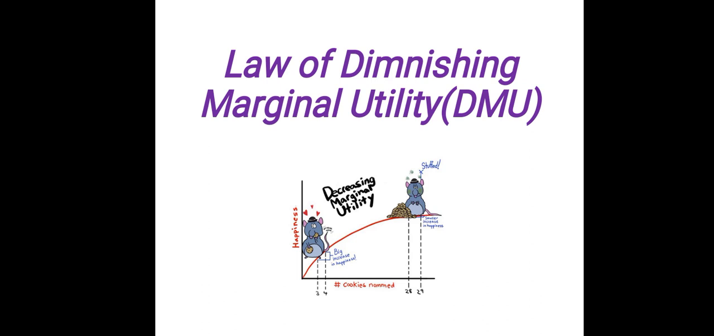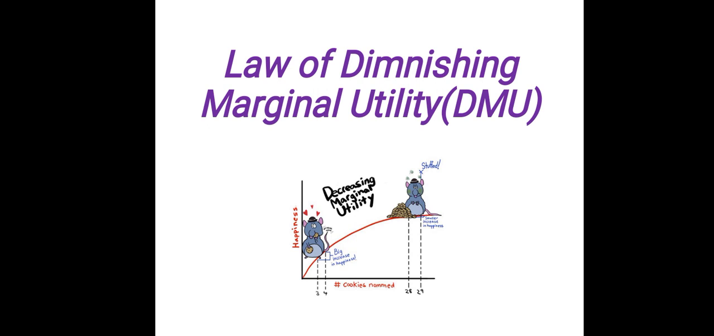So today we are going to start a new chapter of microeconomics, chapter number 3, which talks about utility. In this video we will be mainly dealing with the law of diminishing marginal utility. What do you mean by utility? What is the law of diminishing marginal utility? We will be mainly dealing with that.